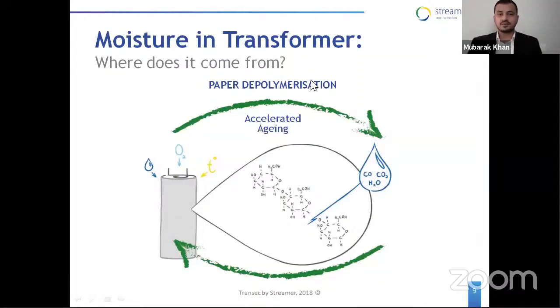Moisture, where does it come from? So as we saw from the silica gel, the second cause is the paper depolymerization, which means the moisture is produced within the transformer. Under the normal life of the transformer, the paper is subject to moisture, ambient atmosphere, and temperature because of loads.